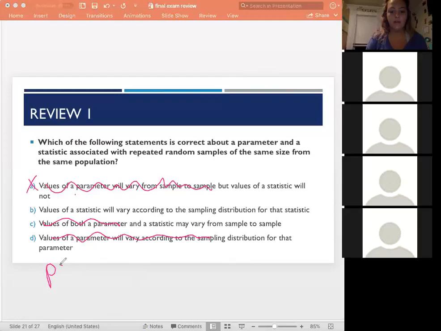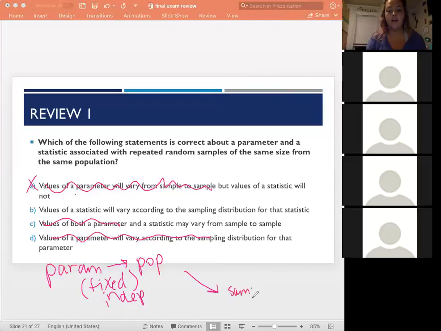Remember, a parameter is the measurement of a population, and this is going to be fixed. It's independent, so it's not affected by our sample. The sample comes from this, so that's what changes. So our answer is B, because a statistic is going to vary, but a parameter doesn't vary. Does that make sense to you guys why the answer would be B? Because populations don't vary, they're consistent, fixed.